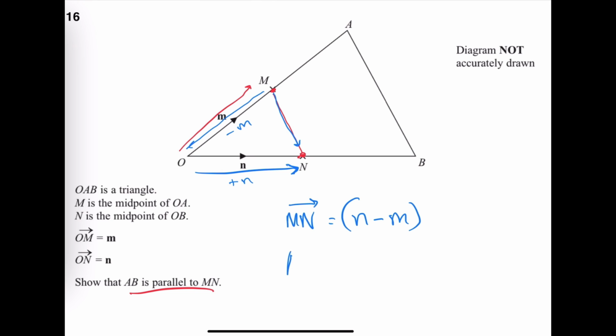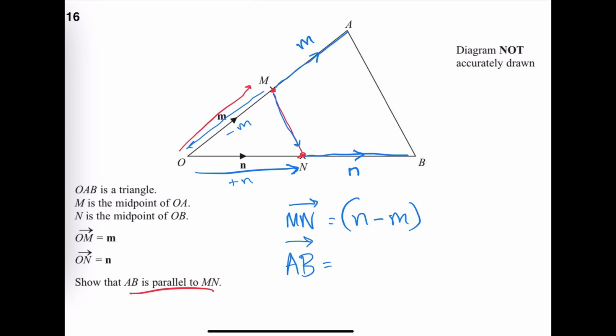Now we are going to find what AB is, which is over here. So if we know that O to M and this is a midpoint, we know that N to A would also be M, and we know N to B will also be N because they are the same distance, because midpoint just means exactly half.